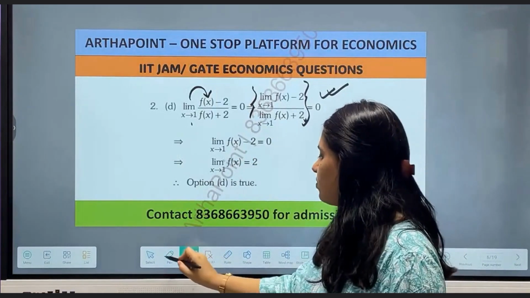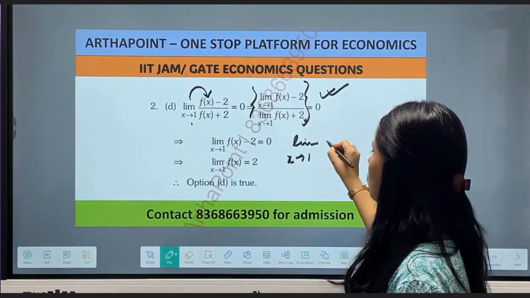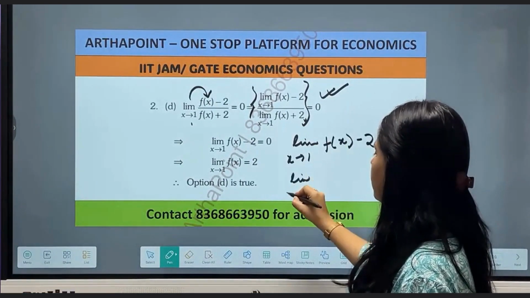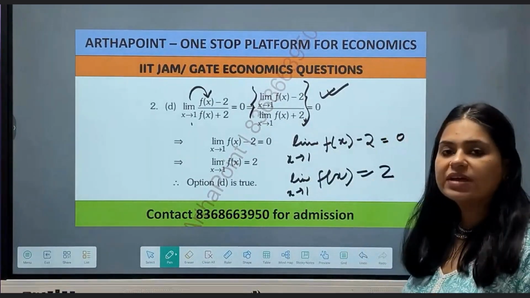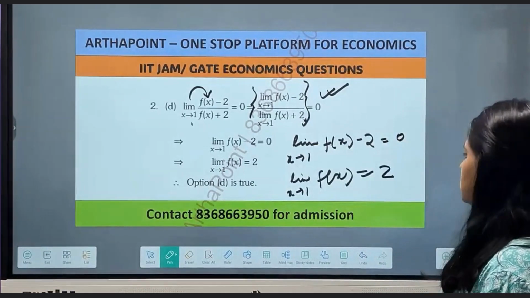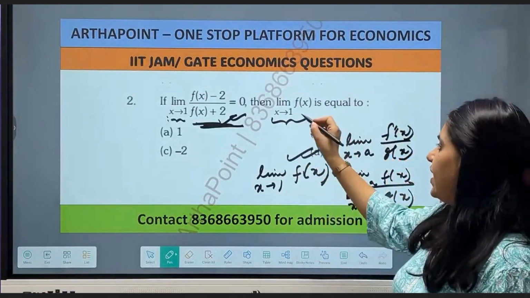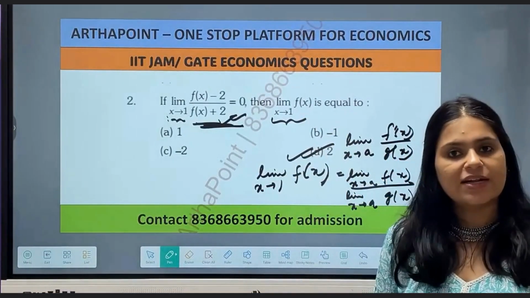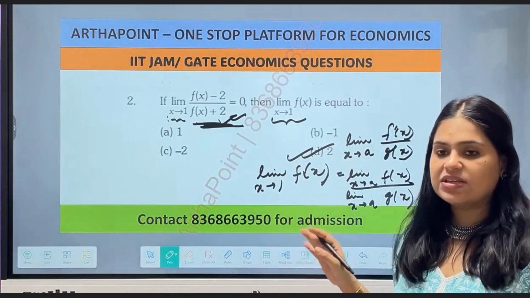So in the next step, if the limit as x tends to 1 of f(x) minus 2 is 0, this means that the limit as x tends to 1 of f(x) will be 2. So the correct answer to this question should simply be 2: the limit as x tends to 1 of f(x) is going to be 2. Is that clear? Everyone tell me a yes or a no. I hope this is making sense to you.